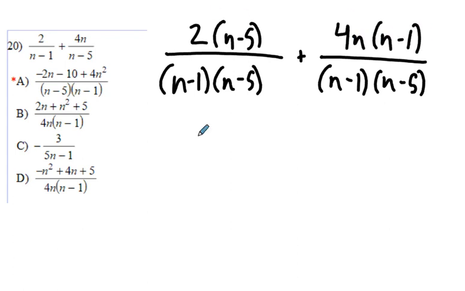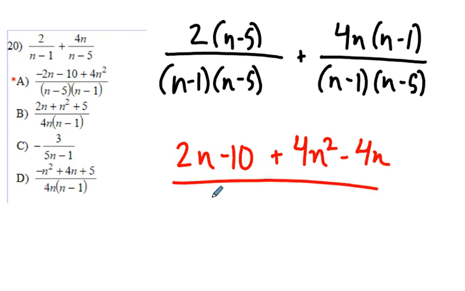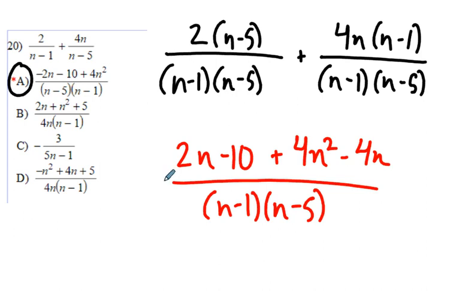Then I multiply out, so I get 2n minus 10 plus, over here this will be a 4n squared minus 4n, all over my n minus 1, n minus 5. Now I combine my like terms up top. When I combine my like terms, I'm going to get 4n squared, 2n minus 4n is negative 2n, minus 10, which is exactly what they have in A. So once you simplify it, you're going to be left with that one.